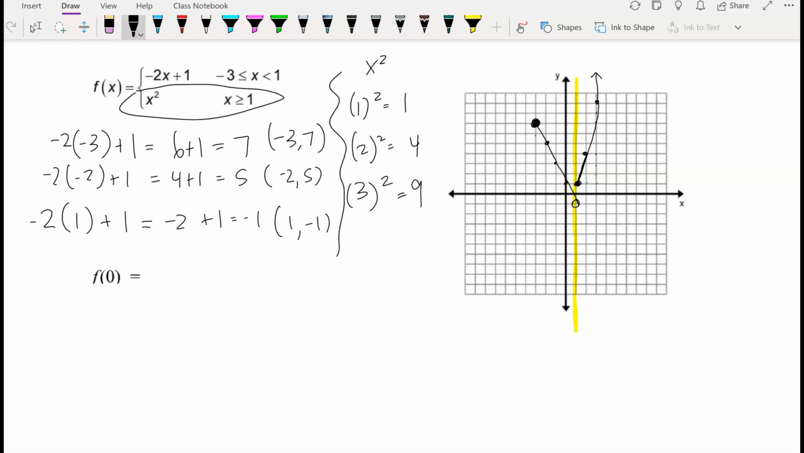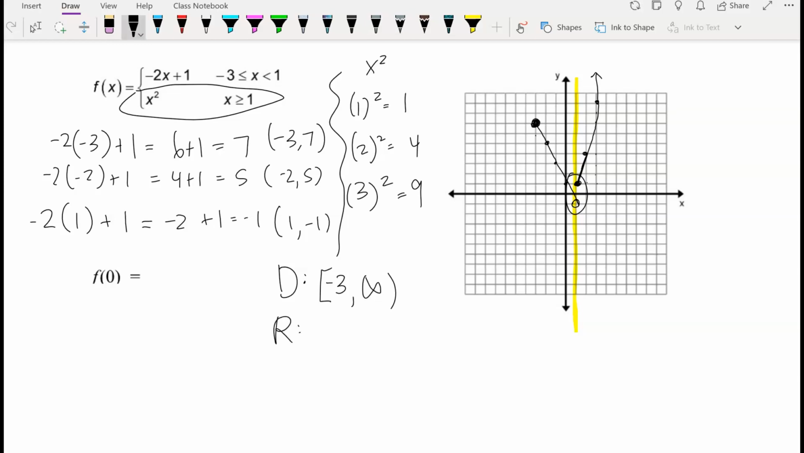All right, so for domain, we have a starting point. We don't have an arrow here, so it's going to be negative 3 with the bracket. And then we fill in the hole here, and then we go to infinity because we have an arrow at the end of our graph.